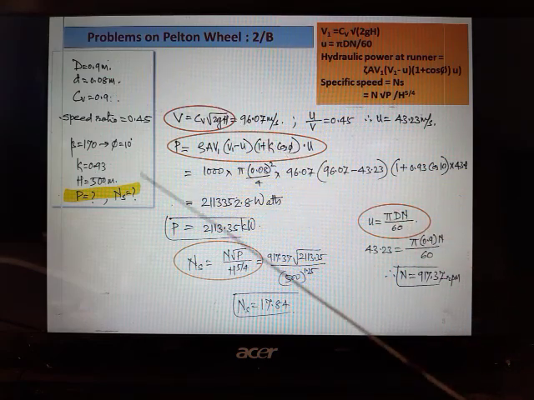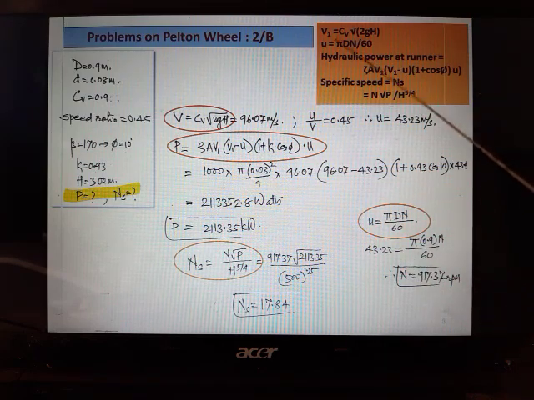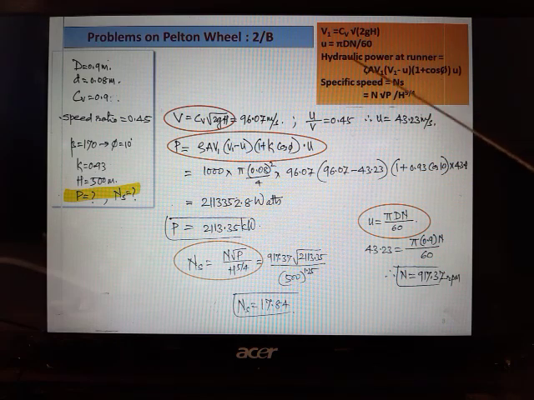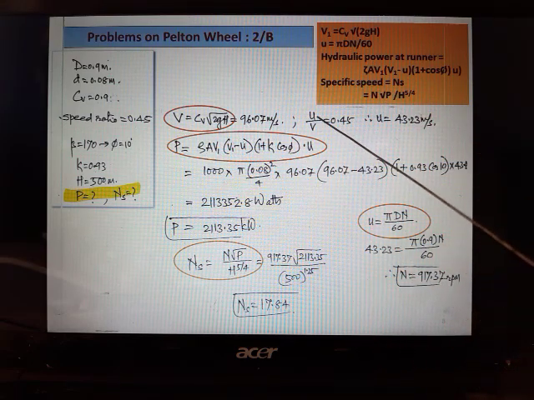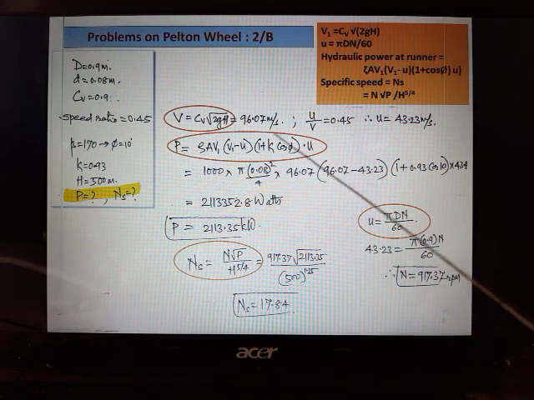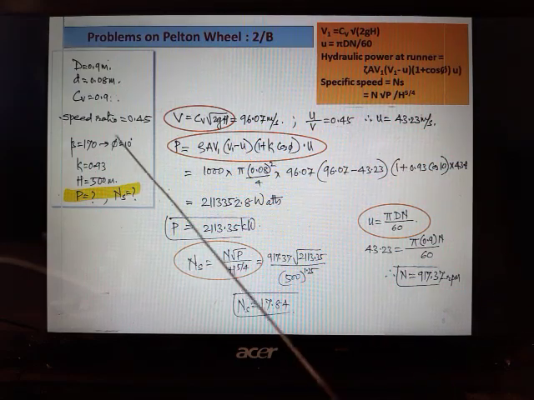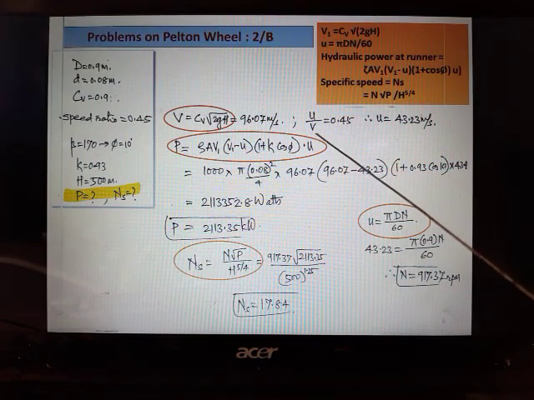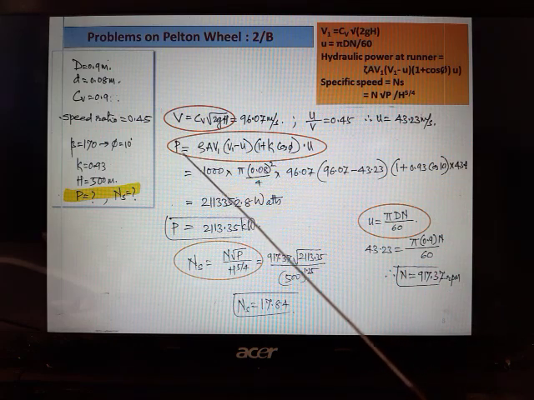So there is a list of data here, whatever we have done. Now the relations we are going to use are V1 and u equal to pi d n by 60, hydraulic power at the runner, and specific speed. These are the relations we are going to use. So one by one, substituting, I get velocity as 96.07. Then I have speed ratio u by V1 as 0.45. So u is 43.23.